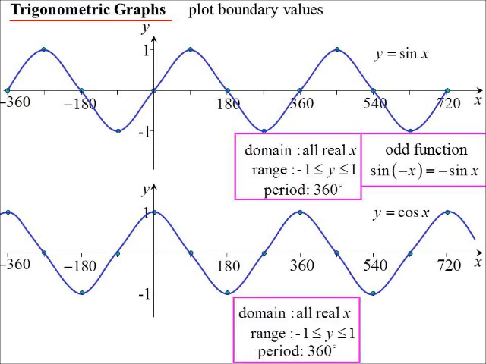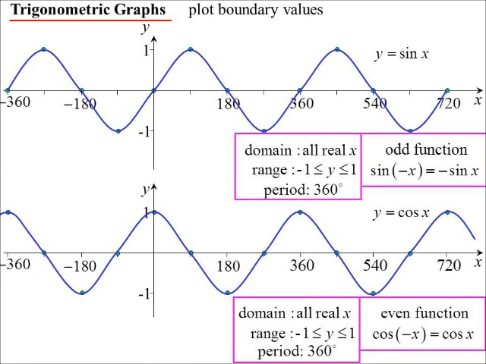Okay, domain. Well, it's the same curve, so you expect the same domain. All real x, you expect the same range. You would expect the same period. But now, it's no longer an odd function. We have an even function. We've got reflection in the y-axis. So we could, for a cosine function, go the cosine of negative x is in fact the same as the cosine of x. We could use that relationship in problems.